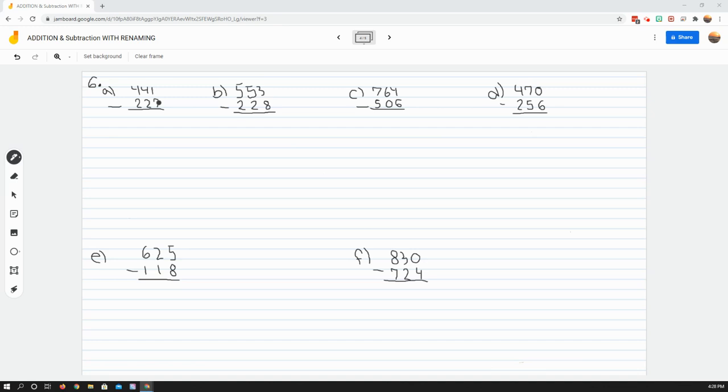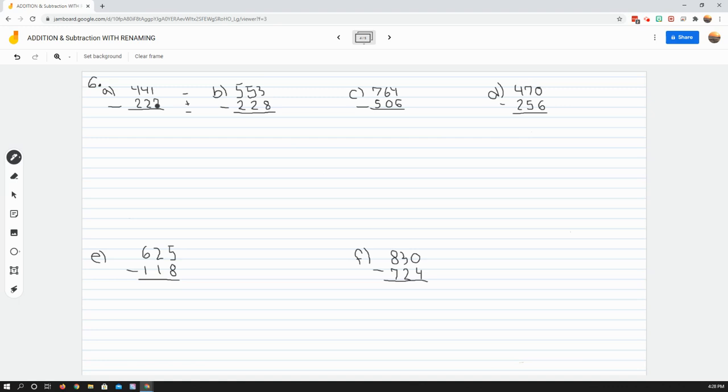Now I'm going to show you guys this strategy, and in this strategy what you have to do first is subtract, then you have to add, and then you have to subtract again. And it's actually very, very easy. And it's going to be a little bit longer than what we were doing on page 44, but I think it's going to be a lot easier for you. So let's see. We have 441, and I have to take away 227.